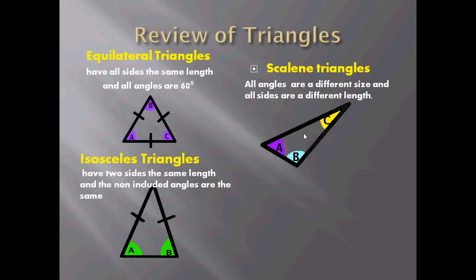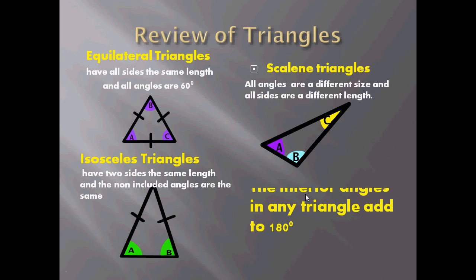different length. So angle A isn't the same as angle B or angle C, and all these sides are a different length here. And we remember again that the interior angles of any triangle add up to 180 degrees.